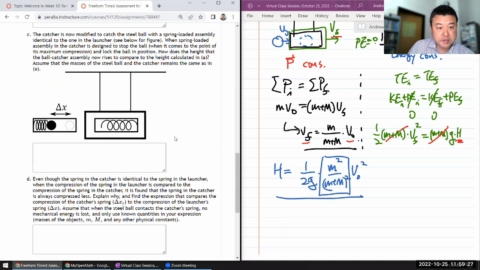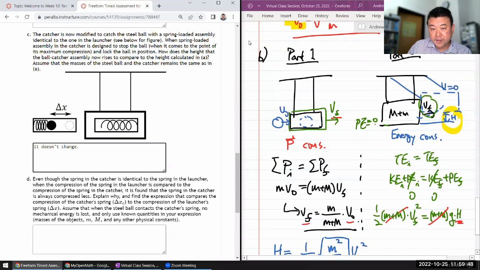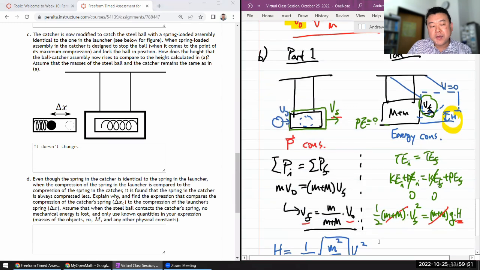The catcher is now modified to catch the steel ball with a spring-loaded assembly. How does the height of the ball-catcher assembly compare? The answer here is actually simple: it doesn't change. When you go back and look at how we analyzed this part, we made no statement about energy. We didn't say it was conserved, and we didn't say it wasn't. What matters is that momentum is conserved, and with this new mechanical setup, momentum will still be conserved. The fact that the energy goes into the potential energy of the spring, hey, that's great.